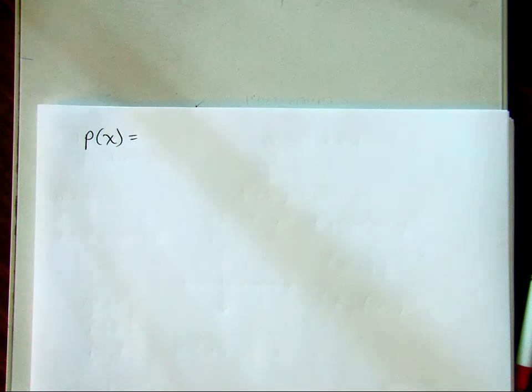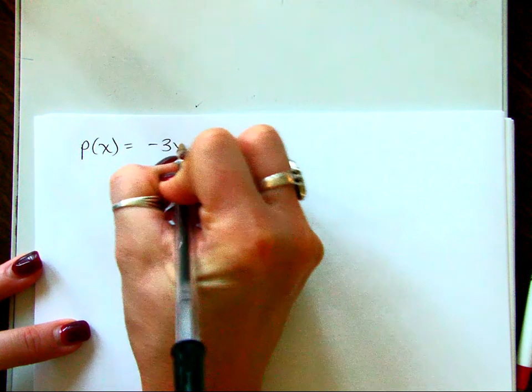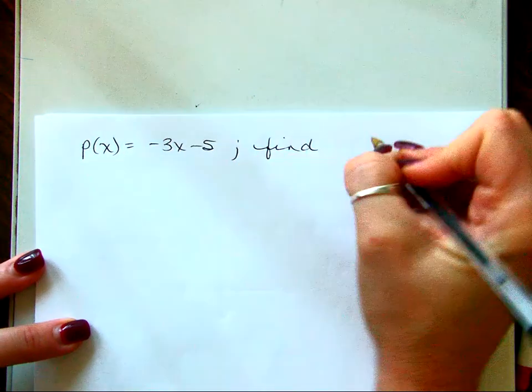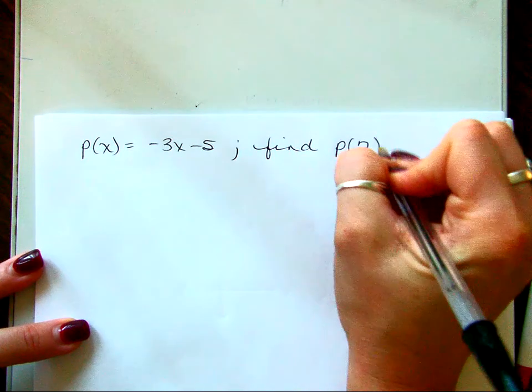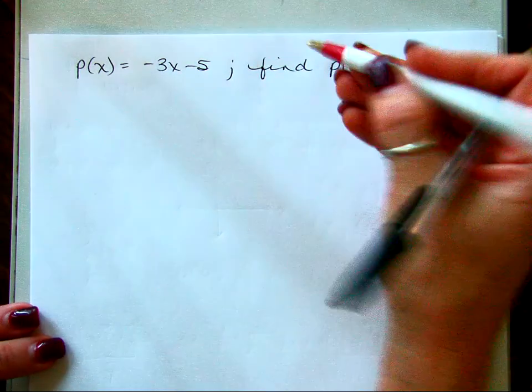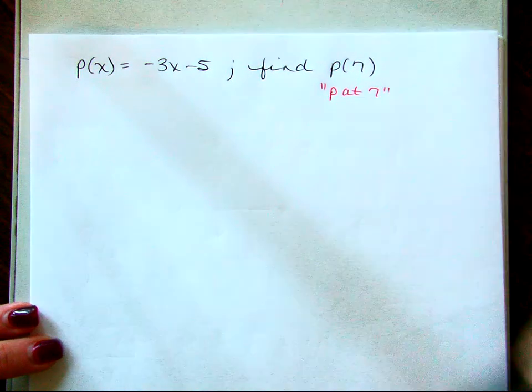So if p of x is equal to negative 3x minus 5, find p at 7. That's how we say that. Find p at 7.